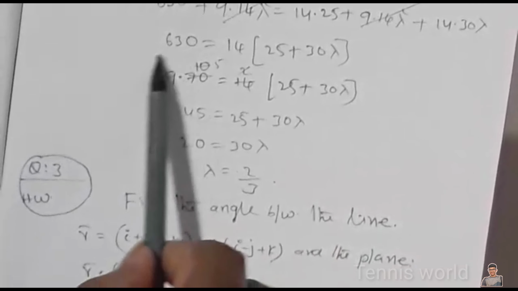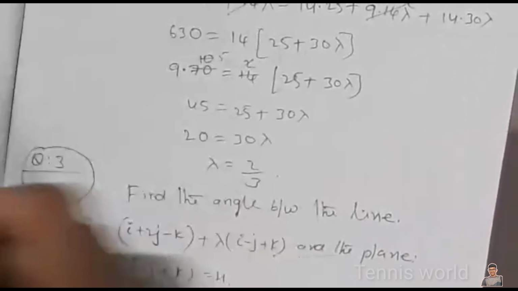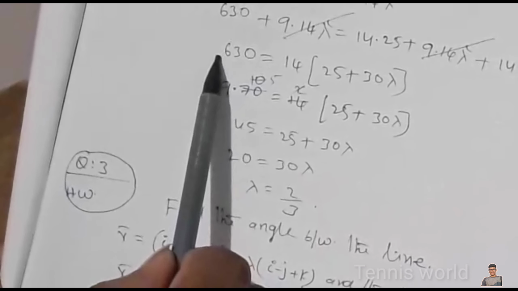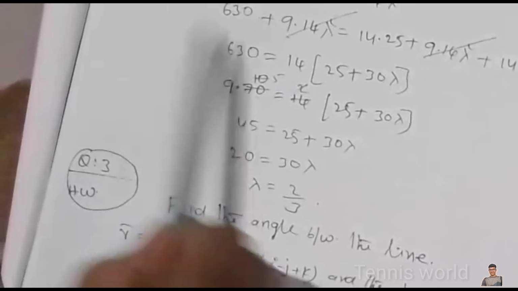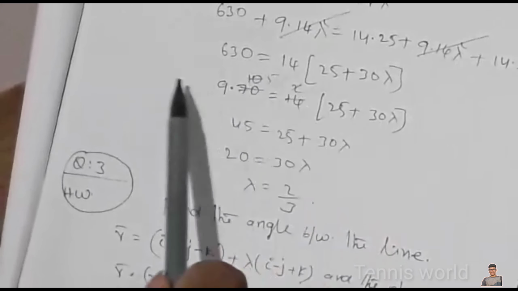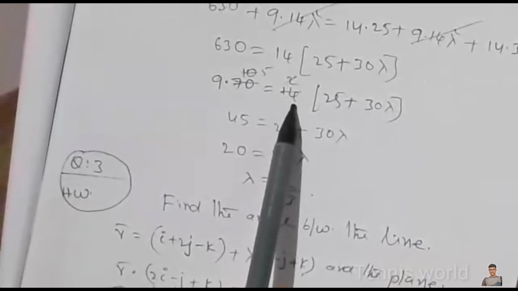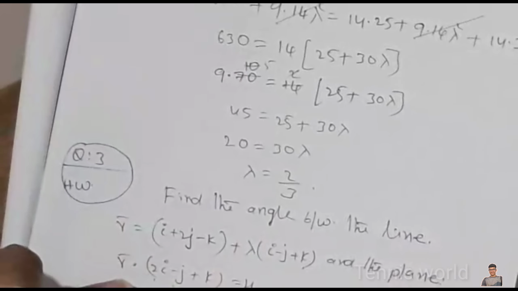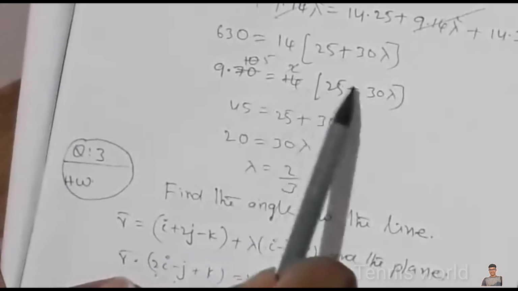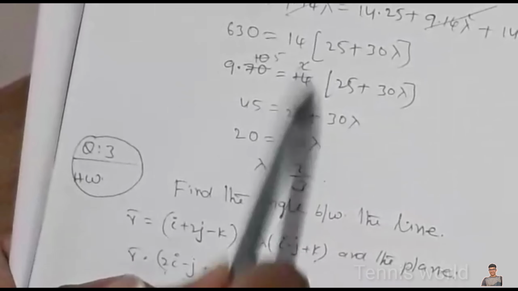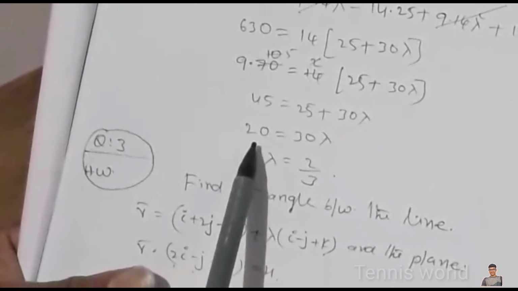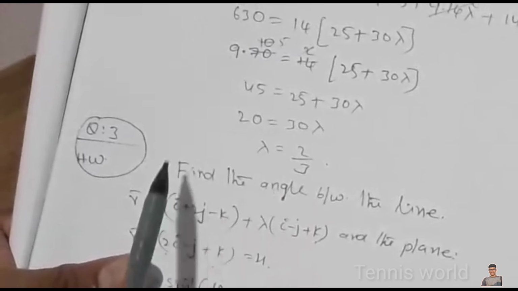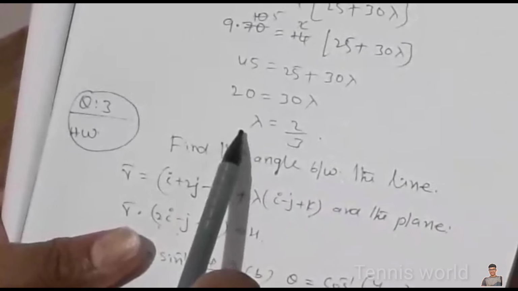Then cancel this entire step with the help of the seventh table. 7 2s are 14, and you write this 630 as 9 into 70. Then cancel this entire step with the help of the seventh table: 7 2s are 14, and 7 tens are 70. Again this 2 will go into 10 five times. Okay? Then 9 into 5 is 45, equal to 25 plus 30 lambda. Send 25 across: 45 minus 25 is 20, equal to 30 lambda. Send 30 across, so 20 by 30 is equal to lambda. So the value of lambda is 2 by 3.